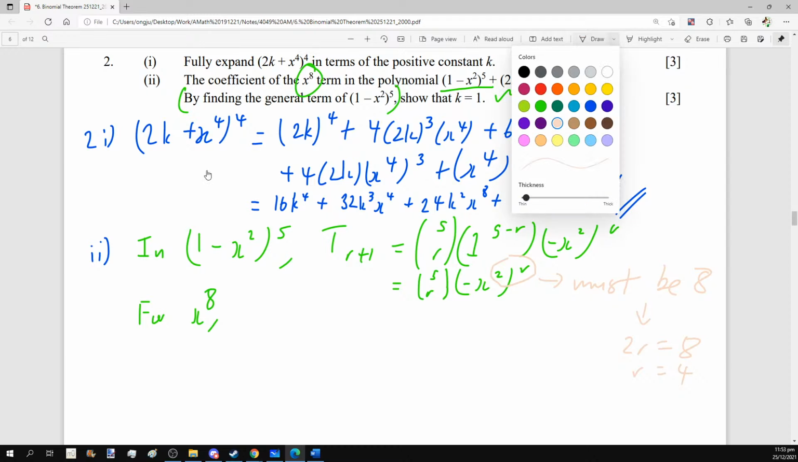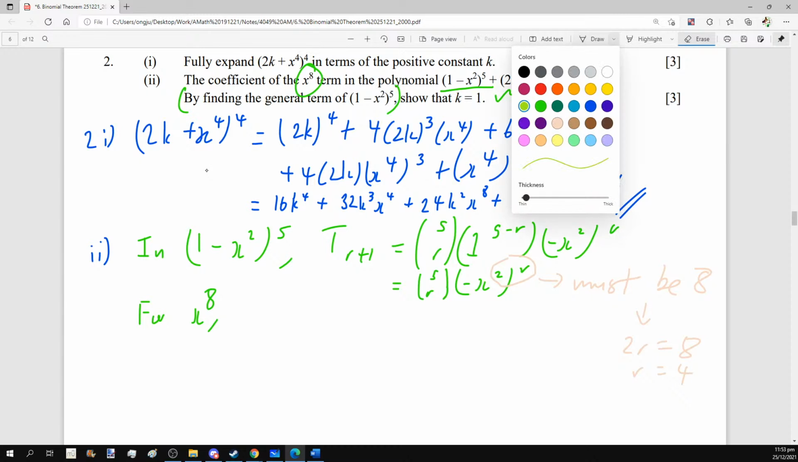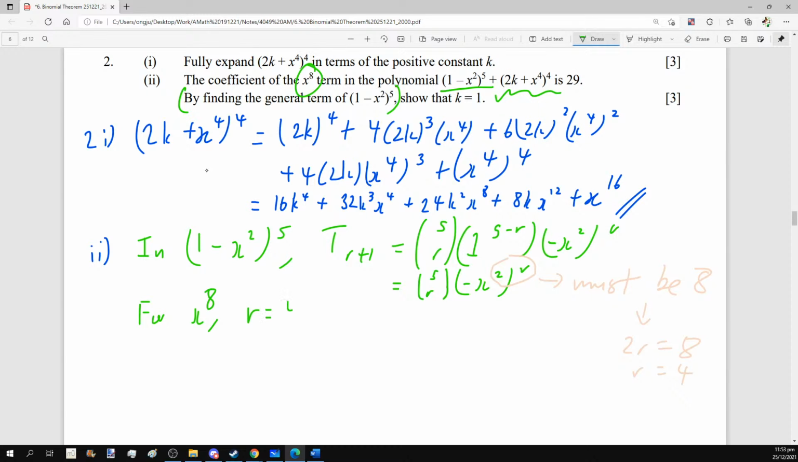So for x to the power of 8, it is clear that we have r. Oh, that is the wrong shade of green. We will have r equals 4. And from here, we have t4 plus 1 equals 5 choose 4, negative x squared to the power of 4. And this gives us a total of 5x to the power of 8.